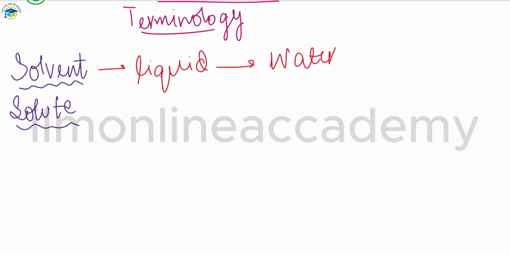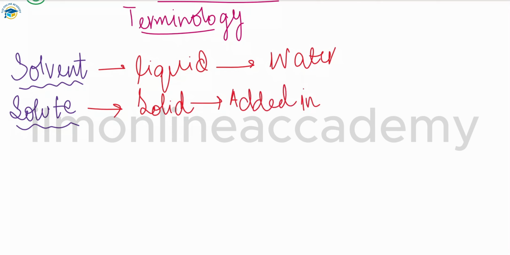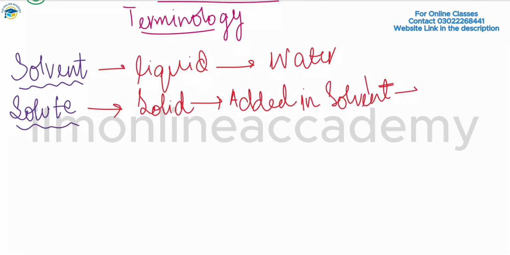The next one is the solute. The solute is the substance which dissolves in a liquid to form a solution, and this solute is mostly present in the solid state. It is added to a solvent to form a solution. An example of this is the salt present in seawater, and that salt is the solute.